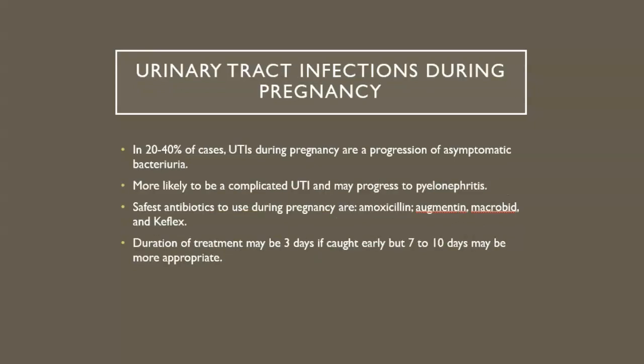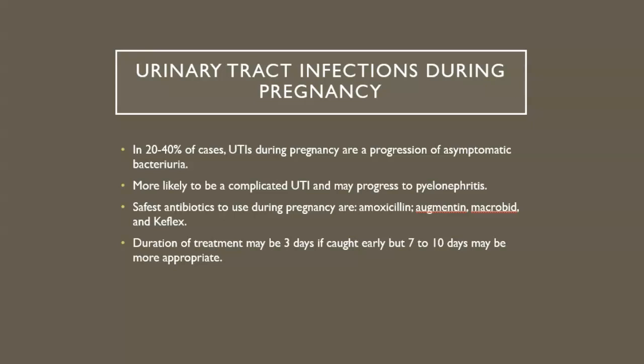Let's talk about UTIs during pregnancy. In about 20 to 40% of cases, UTIs during pregnancy are a progression of an asymptomatic bacteriuria. So more likely to be a complicated UTI, and it can progress to a pyelonephritis, so we have to treat these patients. The safest antibiotics to use during pregnancy are amoxicillin, Augmentin, Macrobid, and Keflex. Macrobid is your first line. Keflex typically is probably the next more commonly used antibiotic.